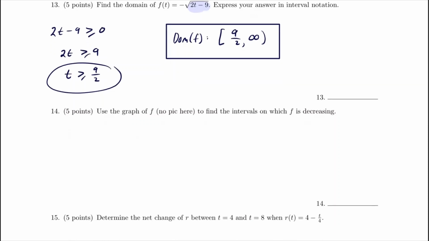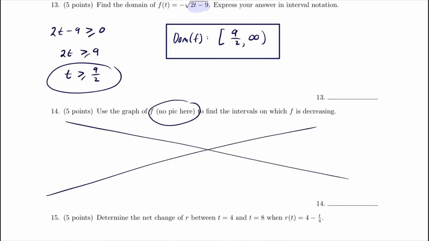Number 14, there's no graph here, so we can't really find where this function is increasing or decreasing. So we're going to skip this problem for this video.